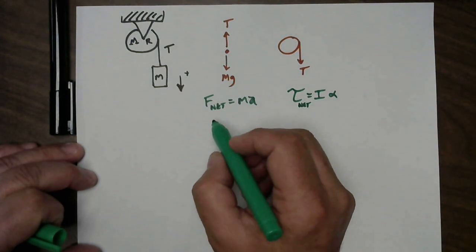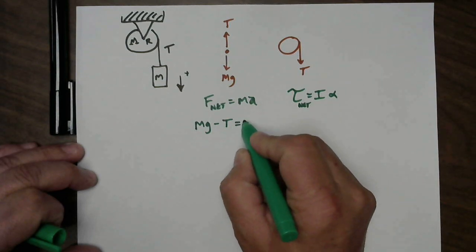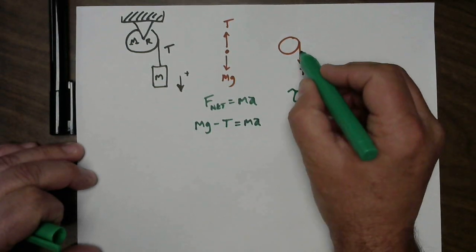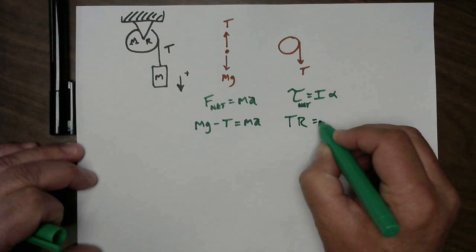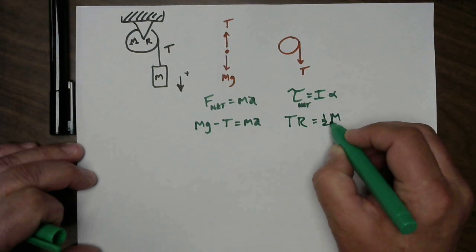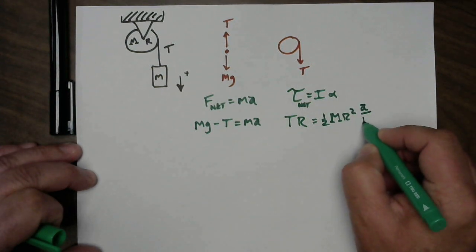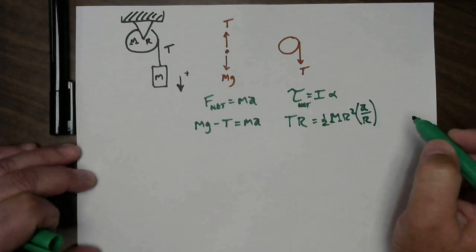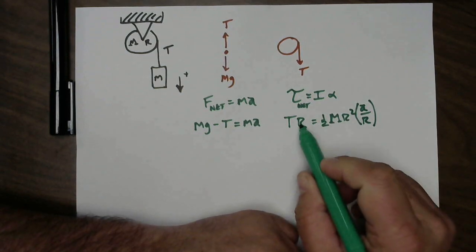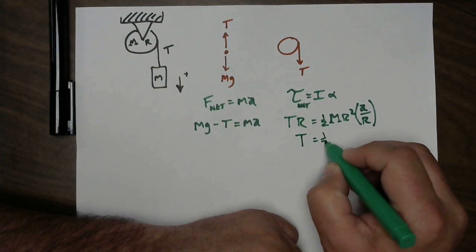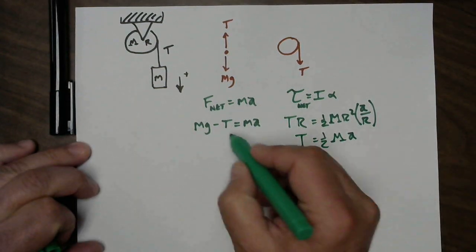Okay, good. Now, the net force is mg downwards minus T upwards, and that's going to equal ma. Here, the only torque is the torque from this tension. So the tension acting at a distance r is going to equal 1/2 capital M r squared, and I'm going to replace alpha with a divided by r. Once again, the magic of the r's. This r down here cancels the square. This r and this r cancel, meaning the tension is 1/2 of the mass of the pulley times a, and that's probably good enough to just put it in here.